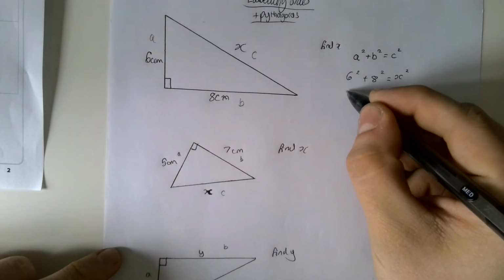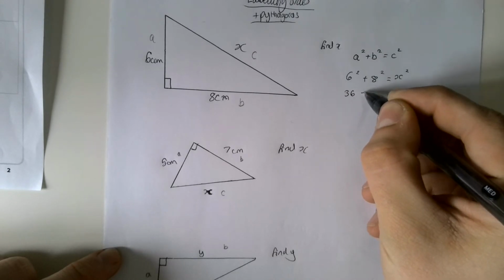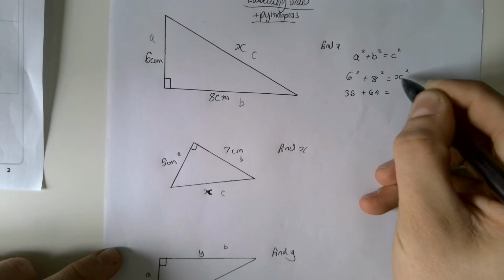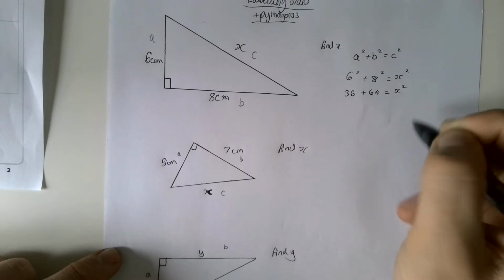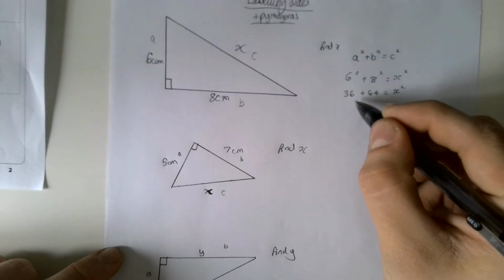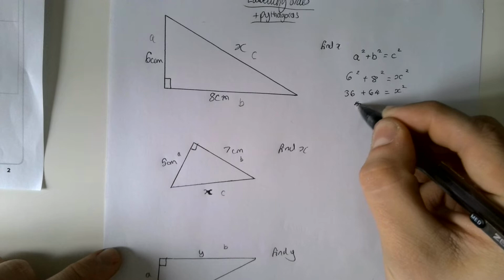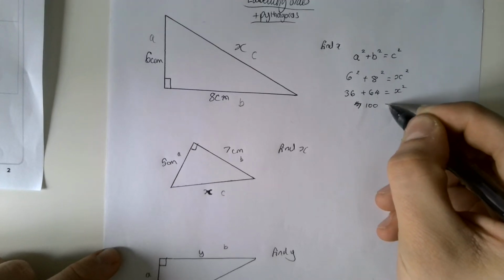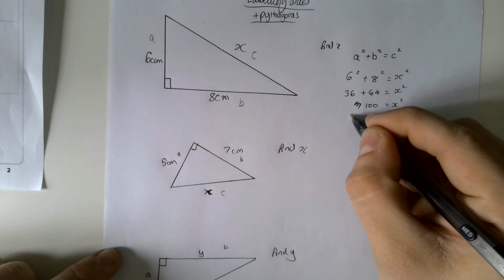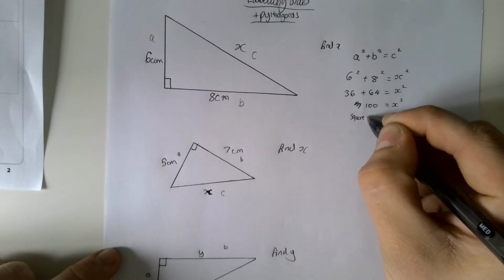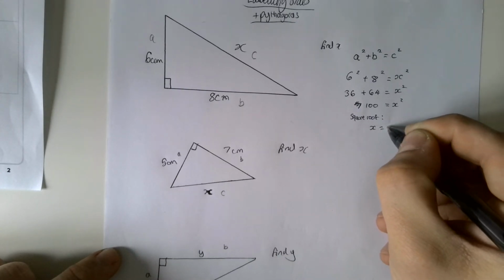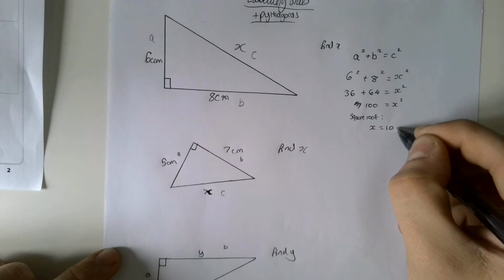So 6 squared, I'm just going to evaluate that, is 36. 8 squared, let's evaluate that, is 64. X squared, I don't know what that is yet, I'm looking for it, so I'm just going to write x squared. I'm going to add these two together, 36 plus 64, that gives me 100. So 100 is equal to x squared. So I need to do the square root of 100, to give me that x is equal to 10 centimetres.